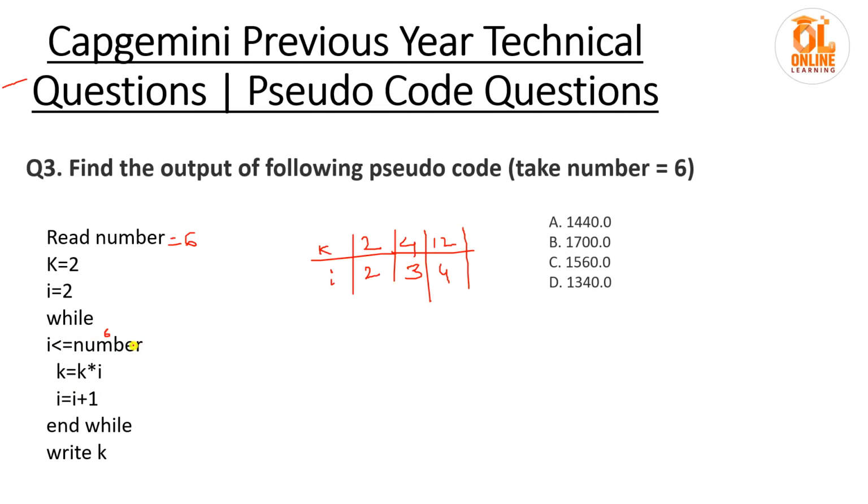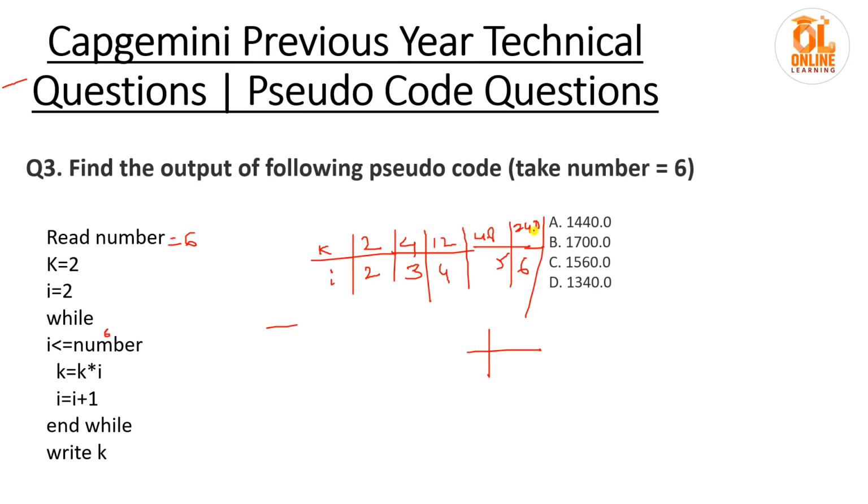4 is less than or equal to number. Yes. And K equal to K into I. 12 into 4 is 48. I became 5. 5 is less than or equal to 6. Yes. So K equal to 48 into 5, that is 240. So 240 is the answer for this. And I became 6 here. 6 is less than or equal to number? Yes. 6 is less than or equal to 6, yes, it's equal. So we can consider that the condition is satisfied.